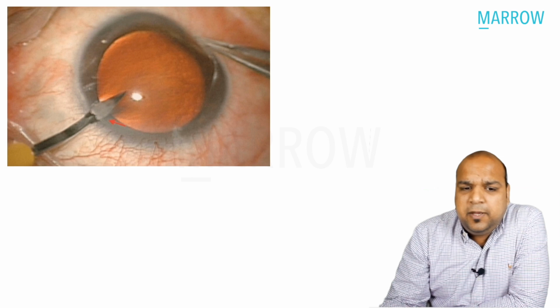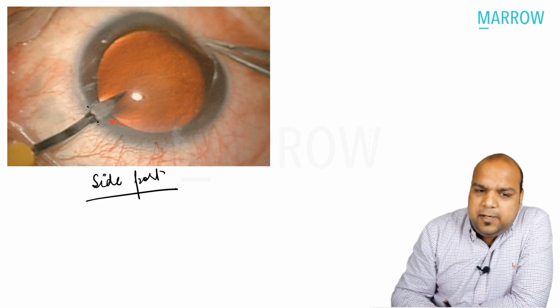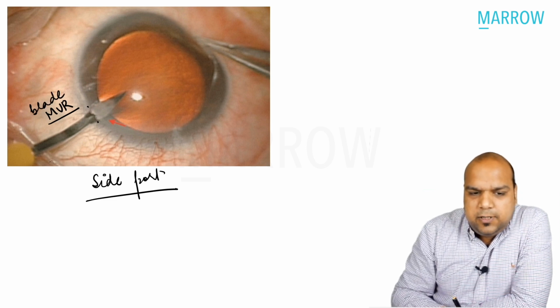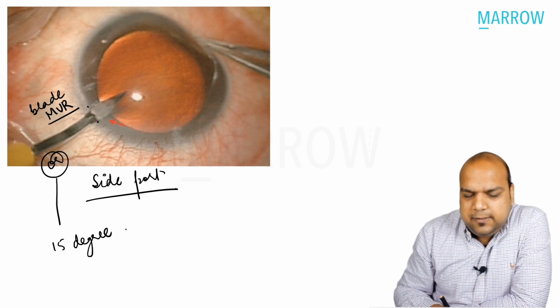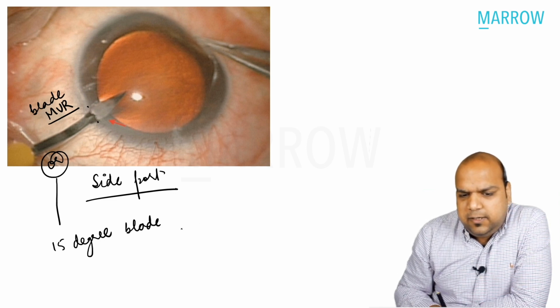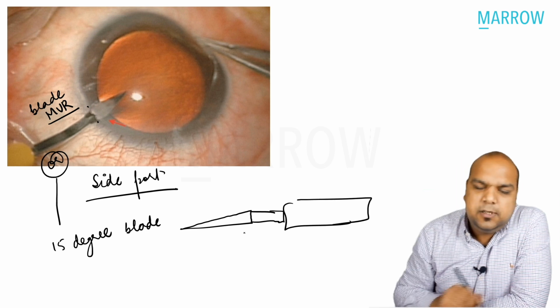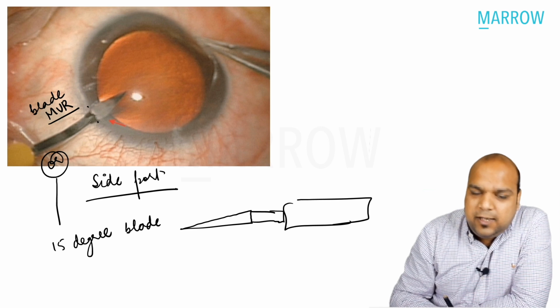First of all, we create a side port, everybody. You see a small blade here. This is called the MVR blade, everybody. Or it could be done using a 15-degree blade. A 15-degree blade basically means the angle is at 15 degrees. This is a 15-degree blade mounted on a handle, obviously, right? So either using a 15-degree blade or an MVR blade as shown in the image.